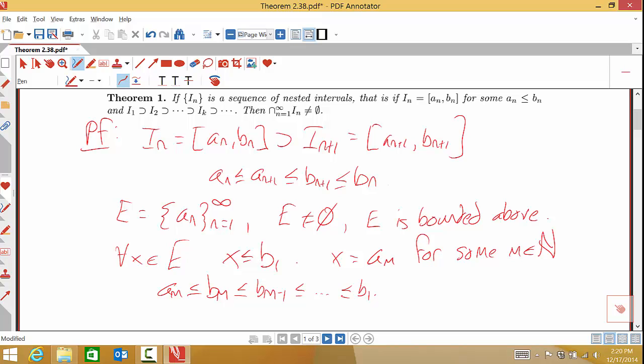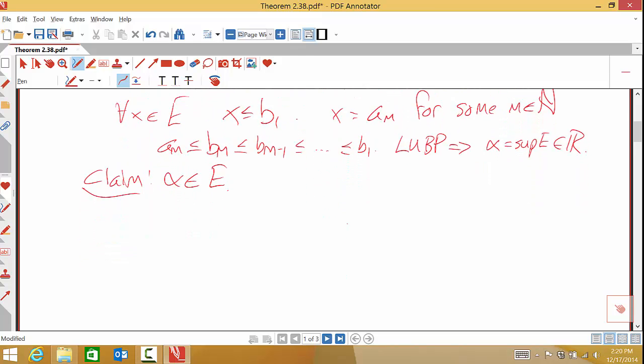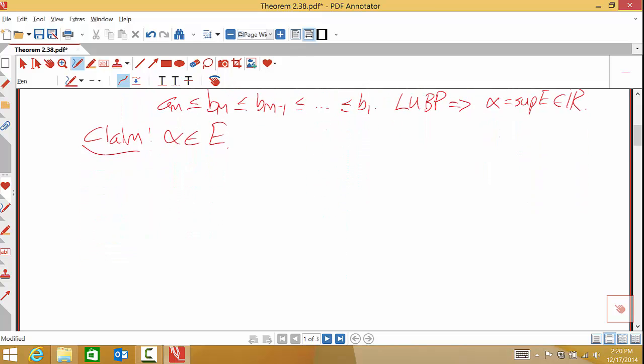Now, in particular, what I wanted to do with this upper bound is I have an upper bound of a non-empty set. The reals have the least upper bound property, so that tells me the supremum, which let's call alpha, exists in R. Okay, so I have a supremum, and now I have something to work with. The claim I'm going to make is that alpha, this supremum, is in fact in the set E.